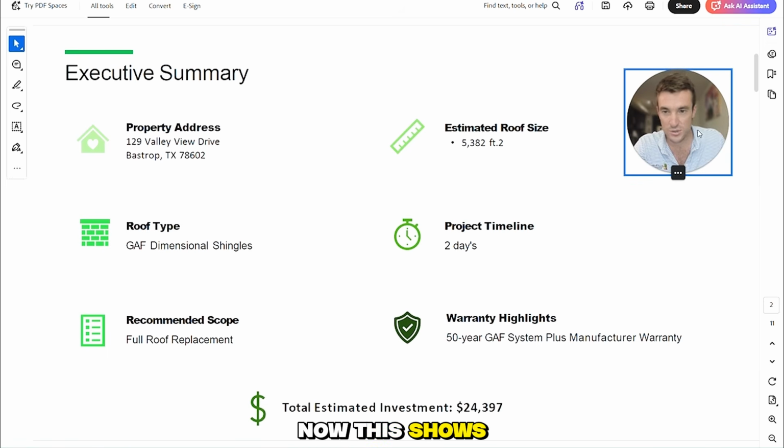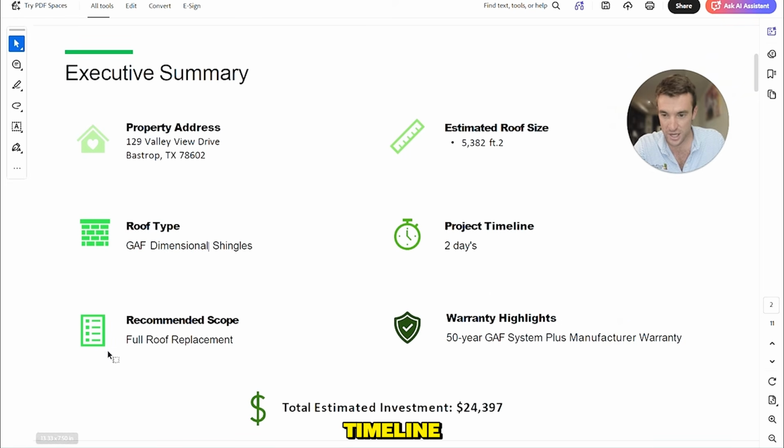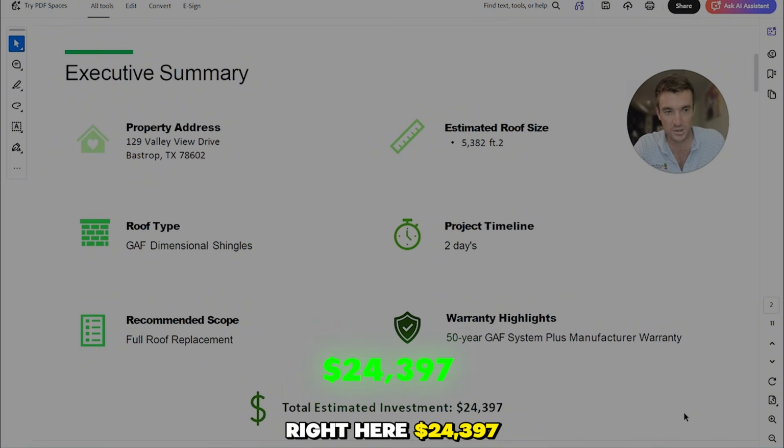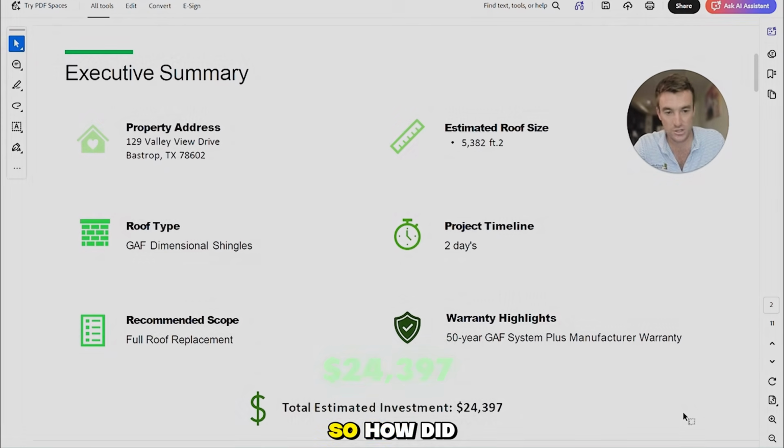Now, this shows in my proposal the total roof size, the address, the type of shingles used, the project timeline, our recommended scope, the specific warranty highlights that are included in our proposal, as well as a total price right here, $24,397. So how did I get to $24,397? Well, it's actually pretty simple.